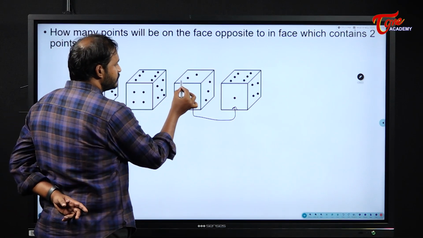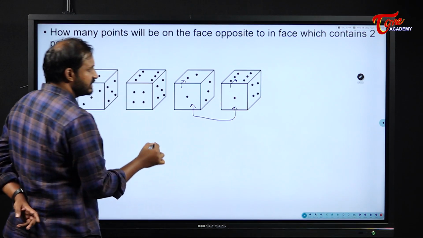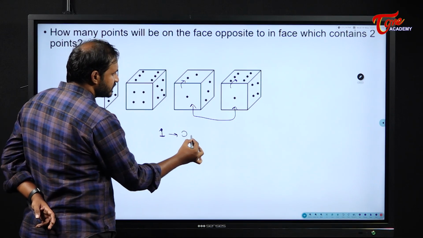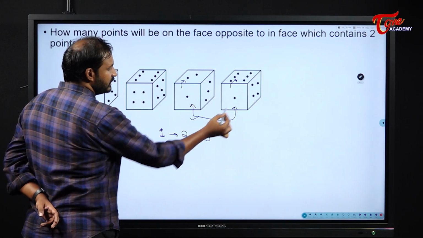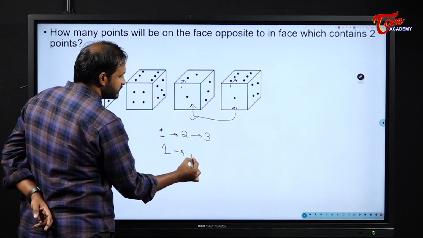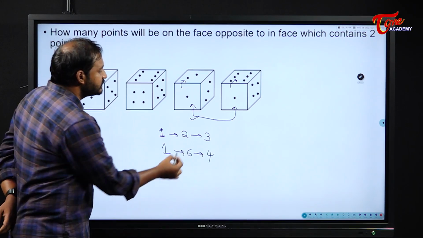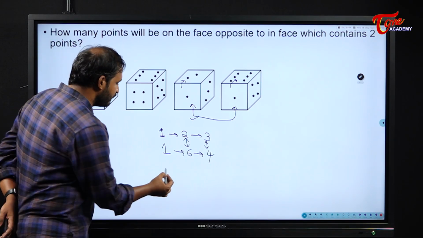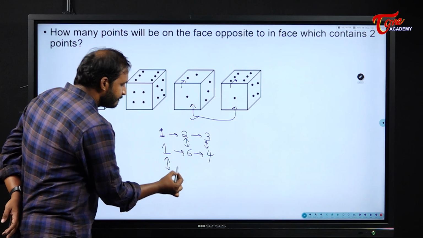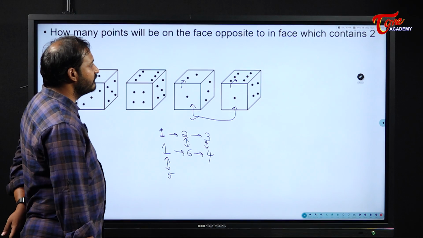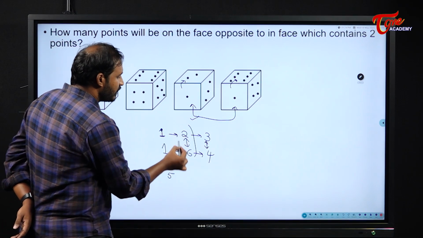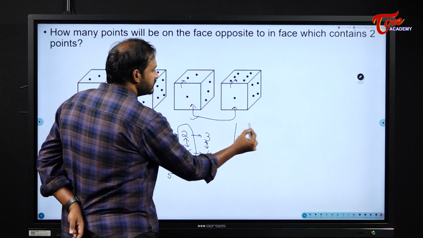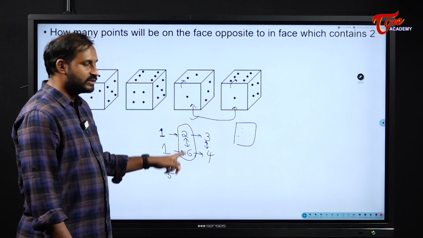I can arrange the opposite pairs easily. I will move in clockwise direction. So 1 dot, then next 2 dots, and then next 3 dots in the first figure. Now in the other, 1 dot, then next 6 dots, and then next 4 dots. So that means 2 and 6 are opposite to each other, and 3 and 4 are opposite to each other. The only thing left for us is 5, so 1 and 5 will be opposite. So the face containing 2 dots is opposite to the face containing 6 dots.